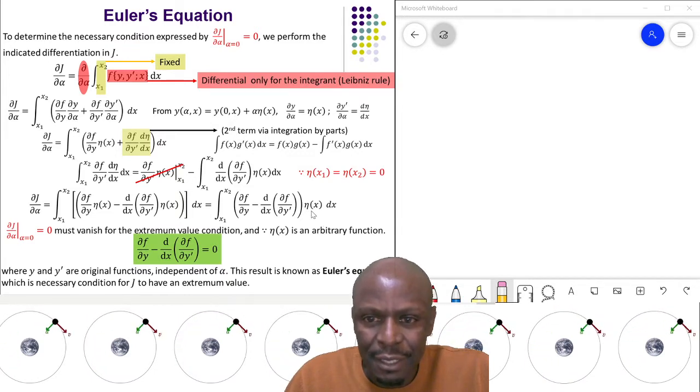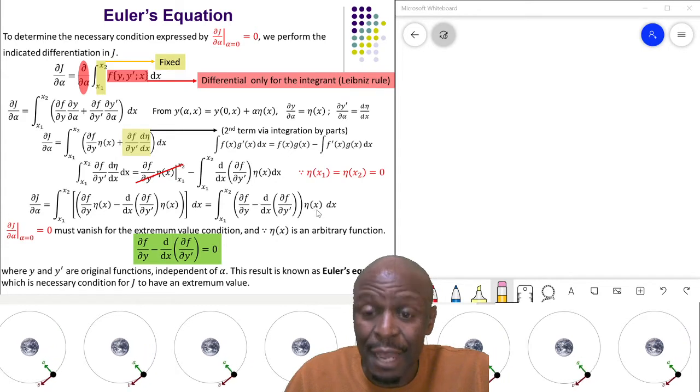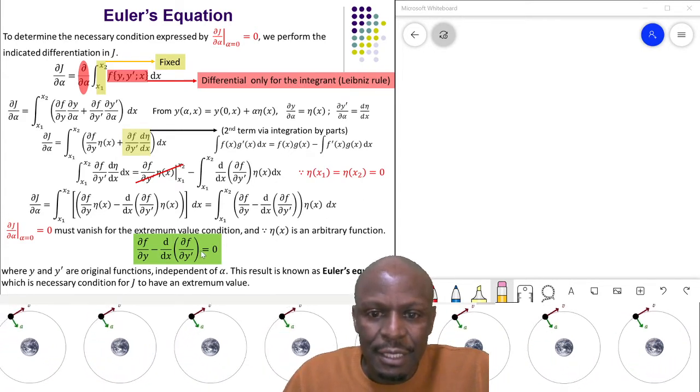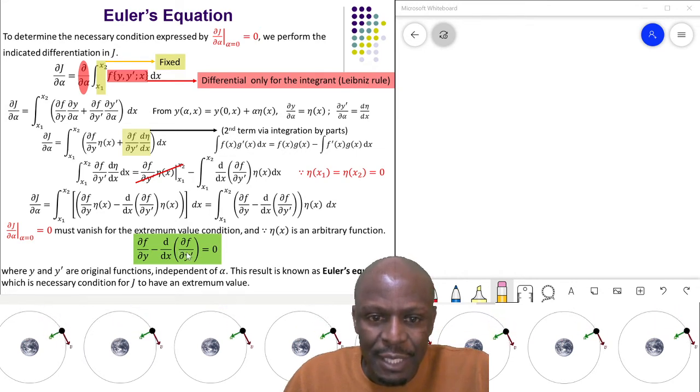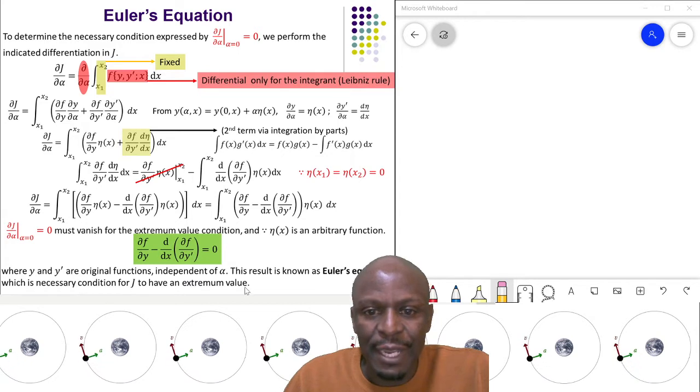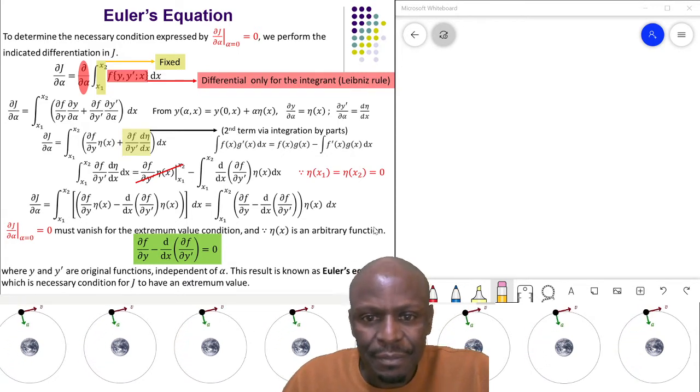So this cannot be equal to 0, because this is an arbitrary function, as I've said, right? This is the necessary condition for J to have an extremum value, right?